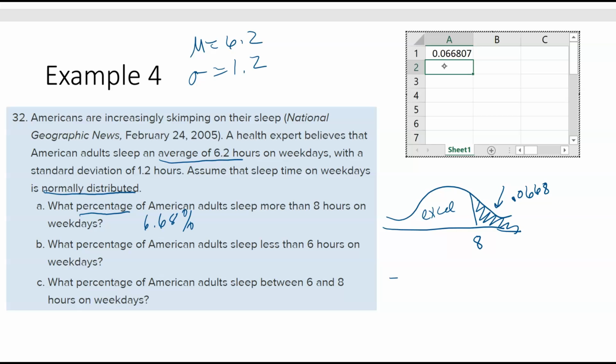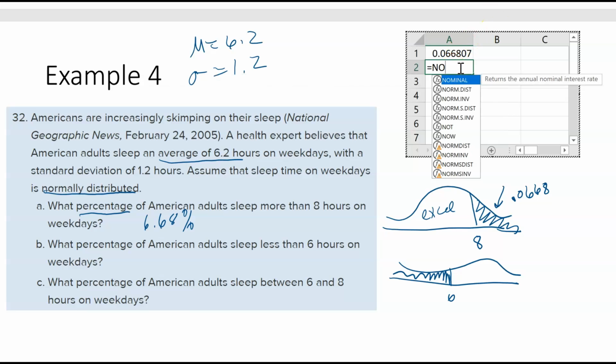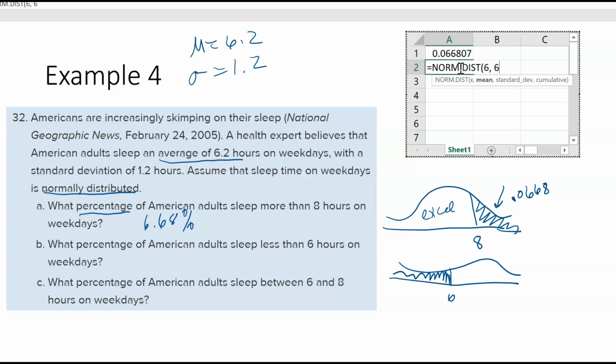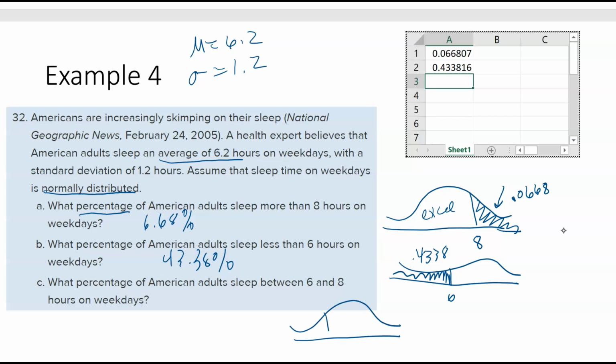What percentage of Americans sleep less than 6 hours? So less than is this way. That's good. That's going to return exactly what Excel is going to give us. So norm.dist. Our x value is 6, our mean is 6.2, standard deviation is 1.2. And we get 0.4338. So that's about 43.38%.